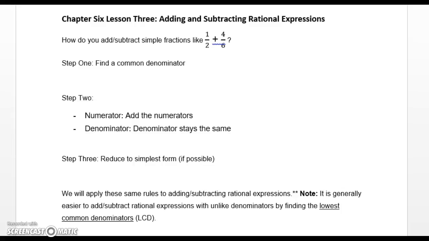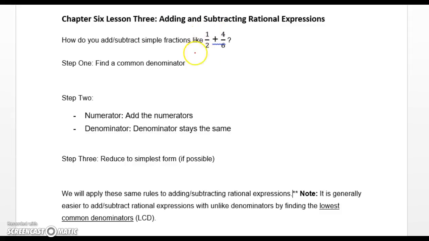In this video, we're going to look at Lesson 3 from Chapter 6, which is adding and subtracting rational expressions. So how do you add or subtract simple fractions like 1/2 and 4/6? Our first step would be to find a common denominator. So you want to look at what number 6 and 2 can divide into, and typically you want to find the lowest or smallest number that both of those numbers can divide into. In this case, that is 6.